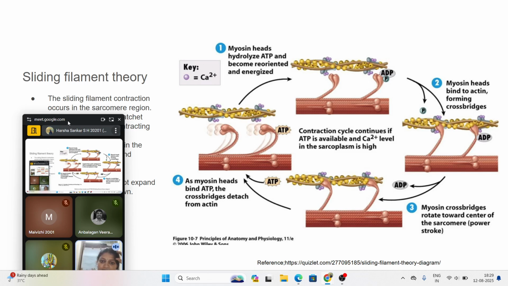So when myosin heads hydrolyze ATP, they become reoriented and energized. As a result, what will happen? Then only is myosin able to bind to the actin, which forms the cross bridges like this. After ATP binds, then ADP and phosphate, then the myosin heads bind like this, which forms the cross bridge. After the cross bridge formation, they pull toward the center of the sarcomere. That is known as the power stroke. After that, myosin heads bind ATP and the cross bridge detaches. So these are the four steps in sliding filament theory.